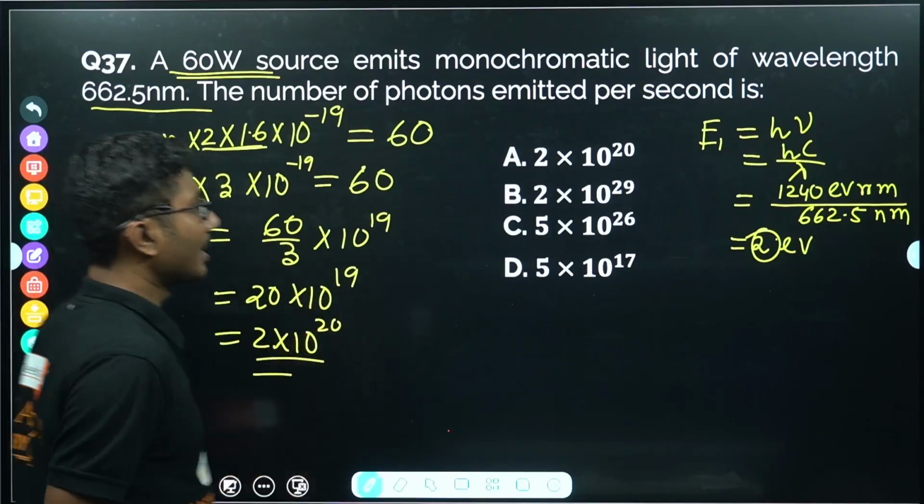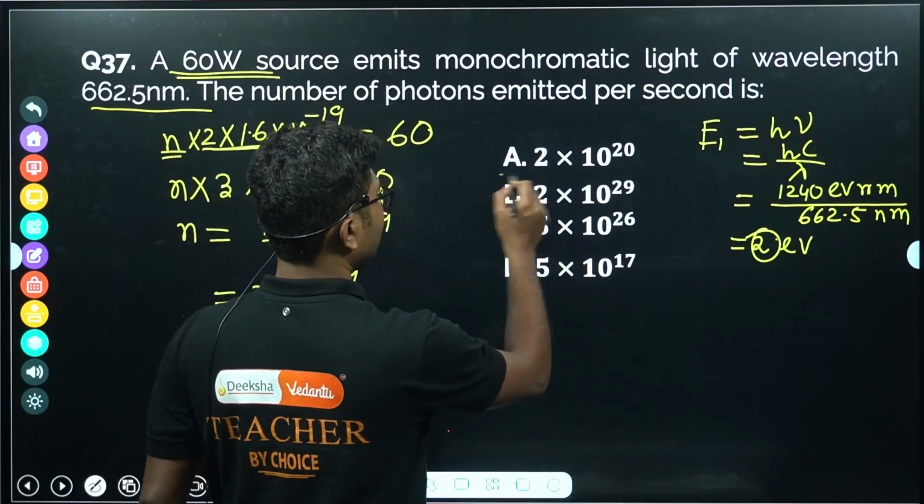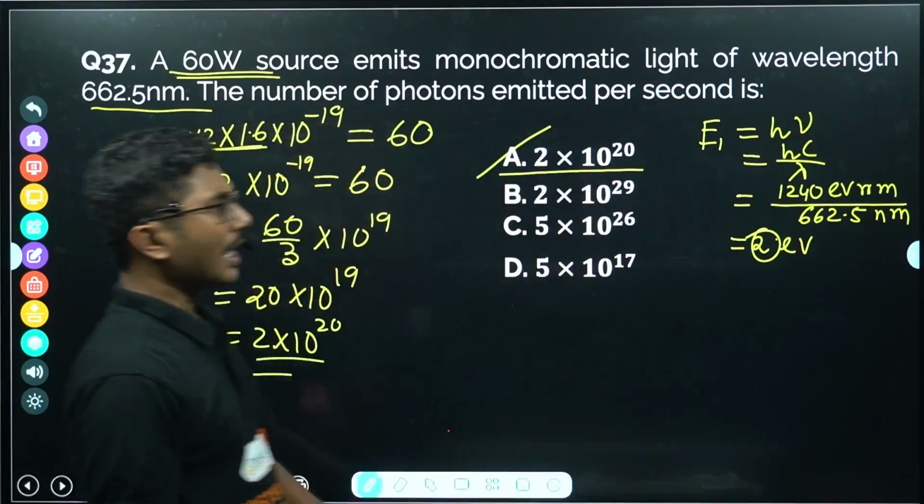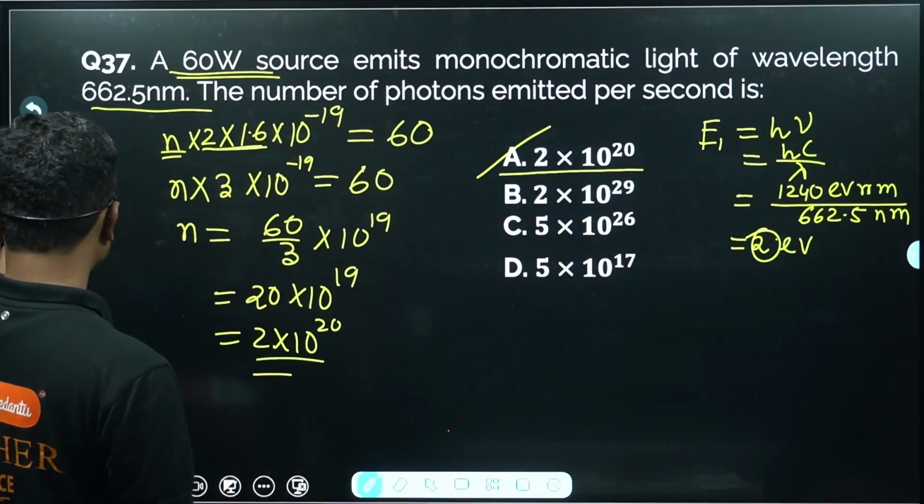So let's see what answer is given. So the correct answer is 2 times 10 to the power of 20.